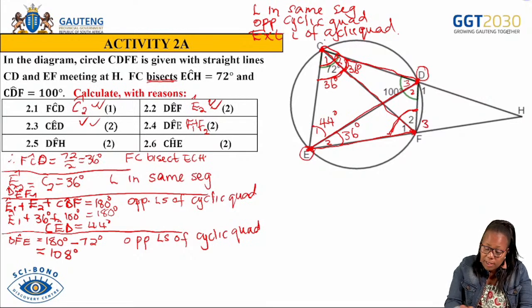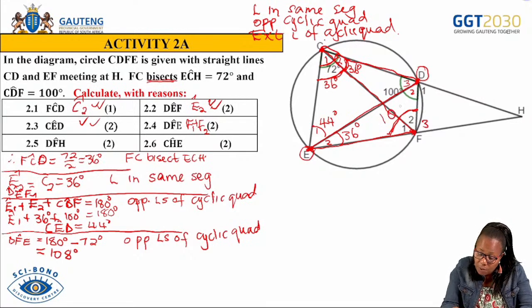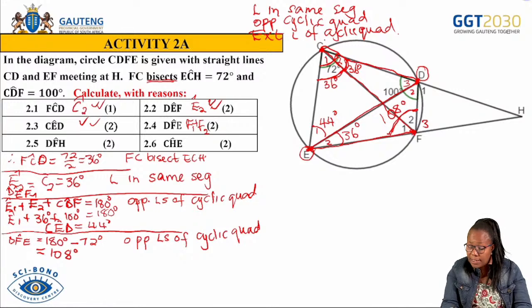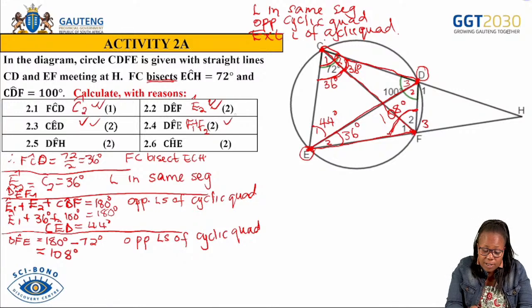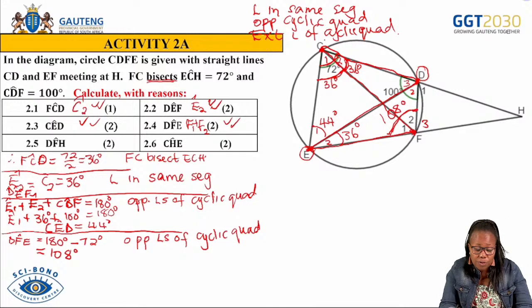All right. And then now we have 108 degrees there. Then we have calculated 2.4, 2.5, DFH now. DFH, we are looking at that F3 angle there. Okay, we are here, F3 angle. All right, then if you look at this, this is the exterior. Can you see that? You can apply exterior or you can apply angles on a straight line. It depends on you, on how to answer that one.